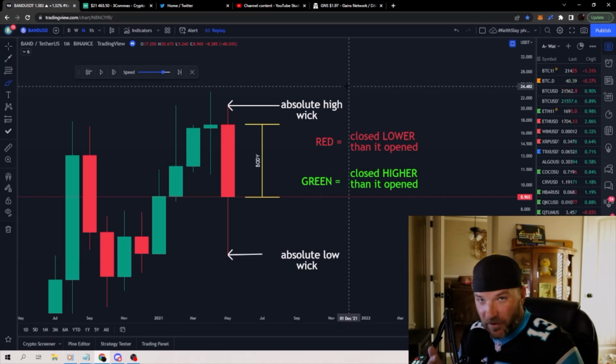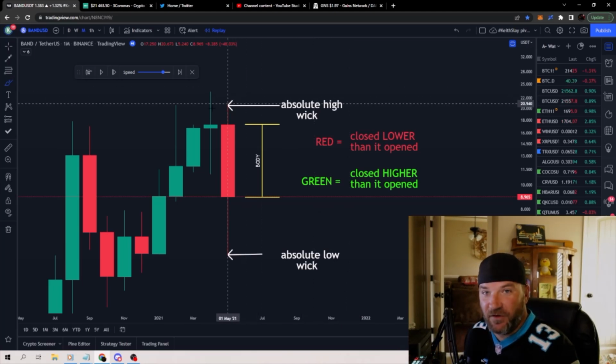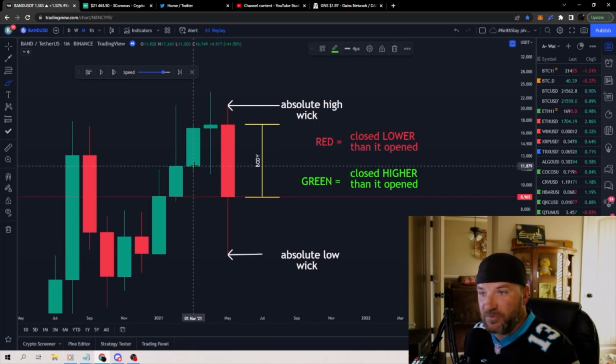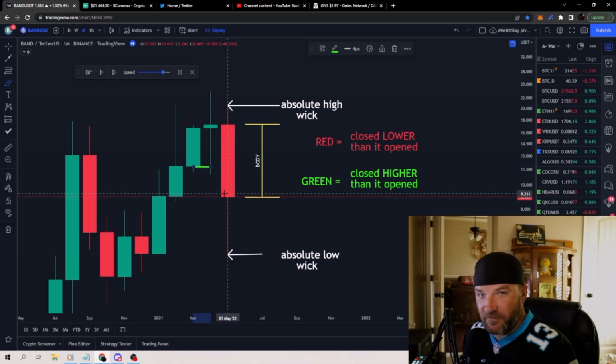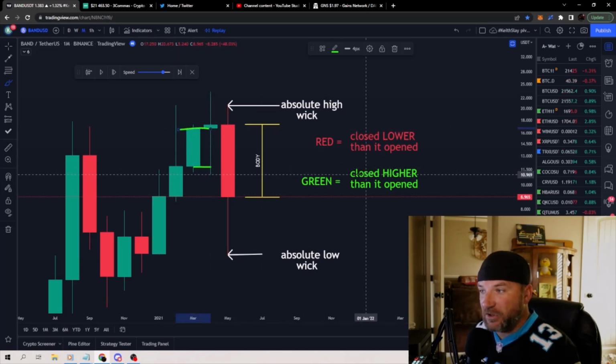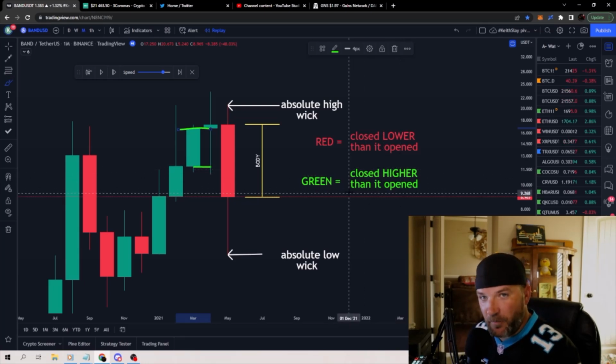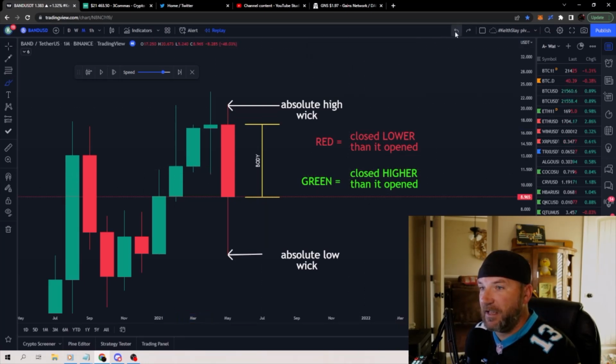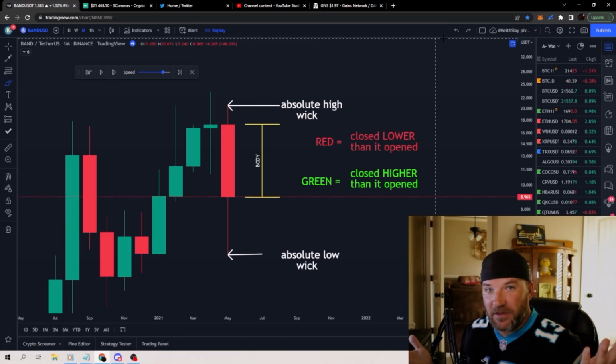Now, for a green candle, which is what you see to the left here, this candle opened at this level and closed at this level, or it closed higher than it opened. That forms a green candle and tells us why it's green and why it's red.